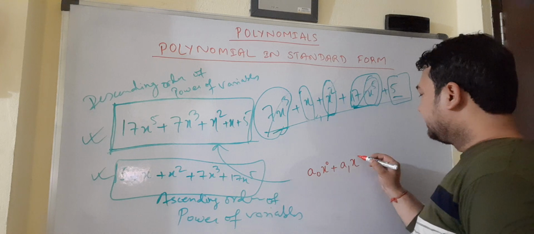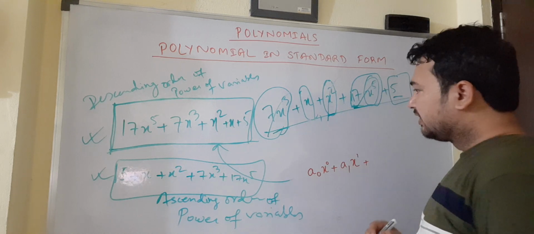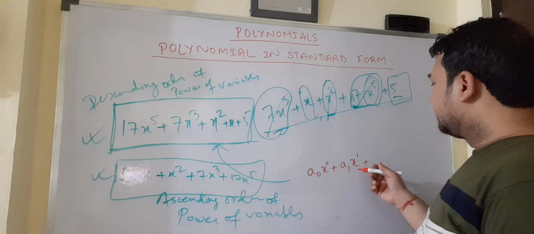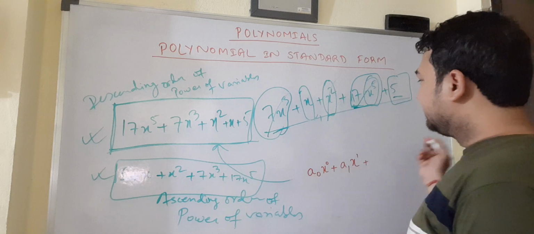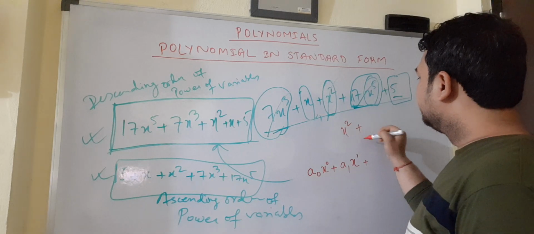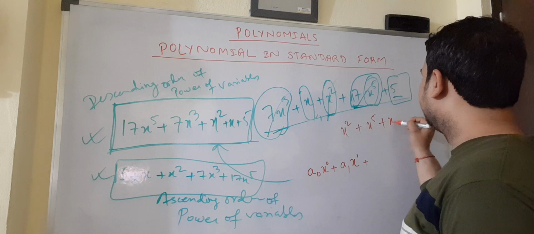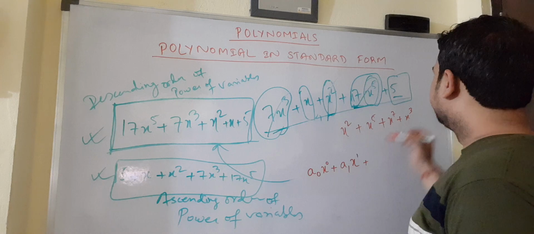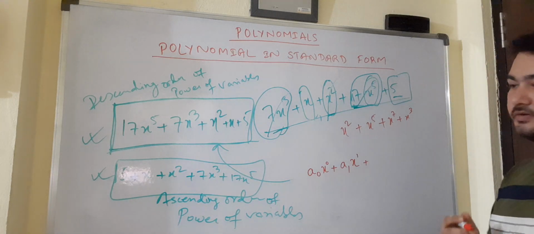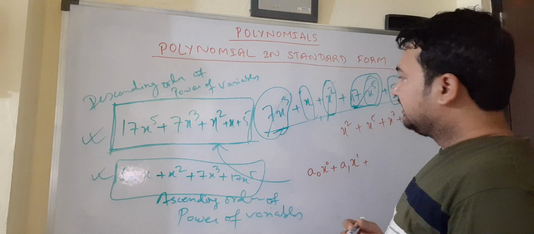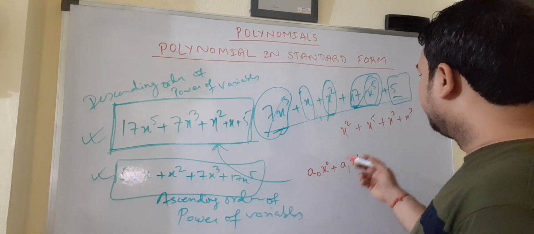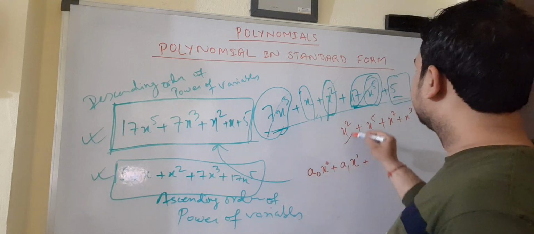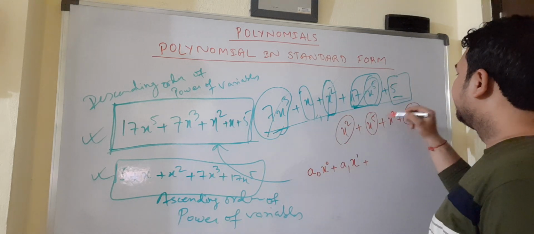This time the power will increase. Maybe in the given question or even in the given example you do not get x to the power 1, but it should be in the ascending order. If it is x to the power 2, then x to the power 5, then x to the power 7, and then x to the power 3, then it is not in the standard form. You have to arrange it in ascending order of powers or descending order of powers. If you are arranging it in ascending order of powers, first this will come, then this will come, then 5 will come, then 7 will come.